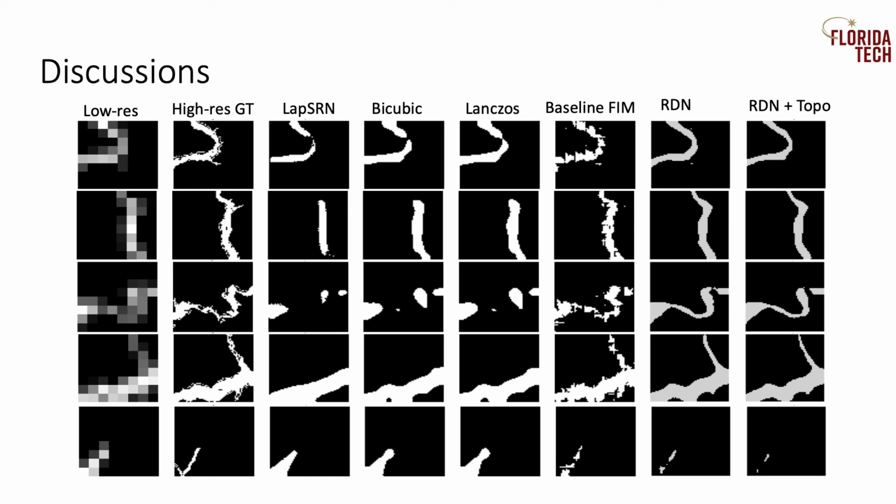This slide shows a few examples to illustrate the differences between the models. We note that the RDN-based models maintain continuity in river flow in comparison to the other baseline models. While the baseline flood inundation map models tend to retain the shape from the high-resolution ground truth, they are plagued by discontinuities.